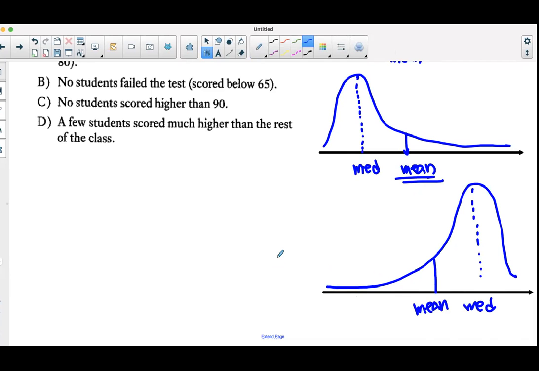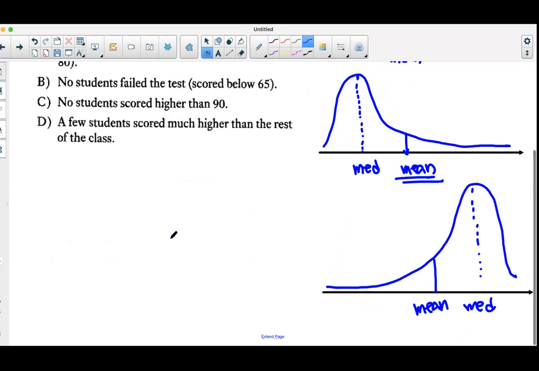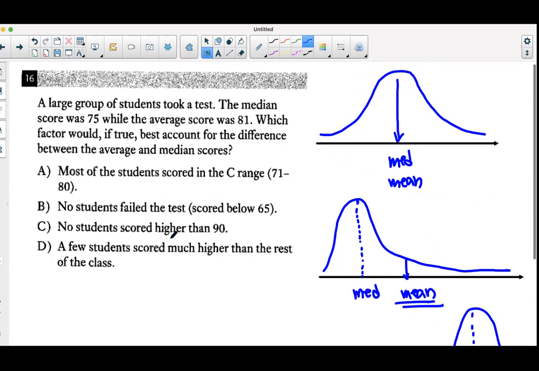That's just a general description. I'm not sure how much of this will be applicable for the question, but that is one thing that I need you guys to remember in terms of mean versus median. All right. So now, here a large group of students took the exam. The median was 75, while the average score was 81. So what does that mean? That means there must be some students who got very, very high. There's a small portion of the students who got very high. That's why it brought up the average above the median. So we're looking at more like this one.